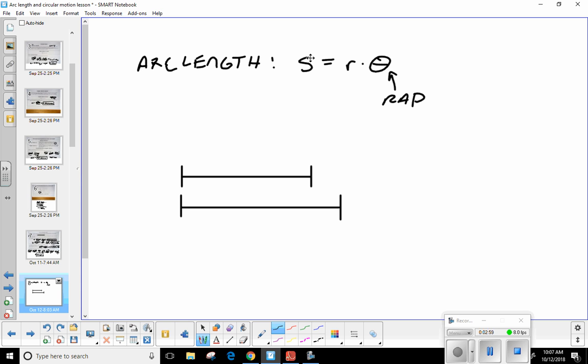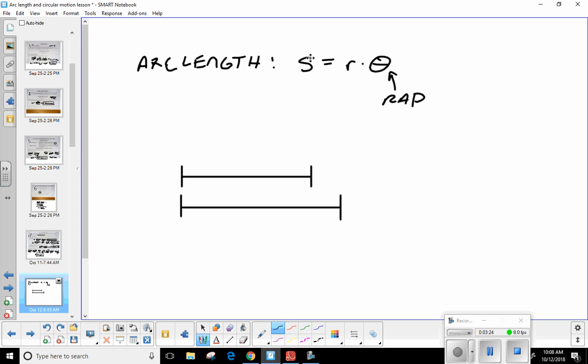Now, when we get to the circular motion, there were 2 parts, the angular velocity and the linear velocity. Now, the linear velocity is the actual speed of an object, but it's how fast it's traveling in a circular pattern, how fast it's going in a circle. Now, angular velocity is going to be how fast the angle is increasing with respect to time. Okay, so there is a difference between the 2.